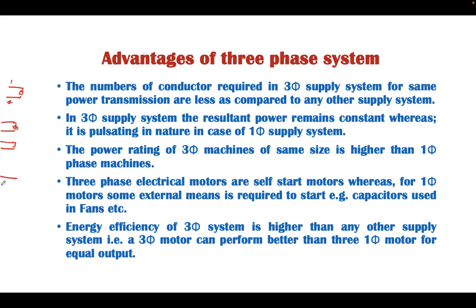Whereas if we are having a three phase supply, then we can transfer power by having three phases instead of having six conductors. And these three phases can be connected either in star or in delta, and then accordingly power can be transferred. The power rating of a three phase machine of the same size is higher than that of a single phase machine. If we are having three different single phase machines, then we can do the same work by having one single machine of three phase.